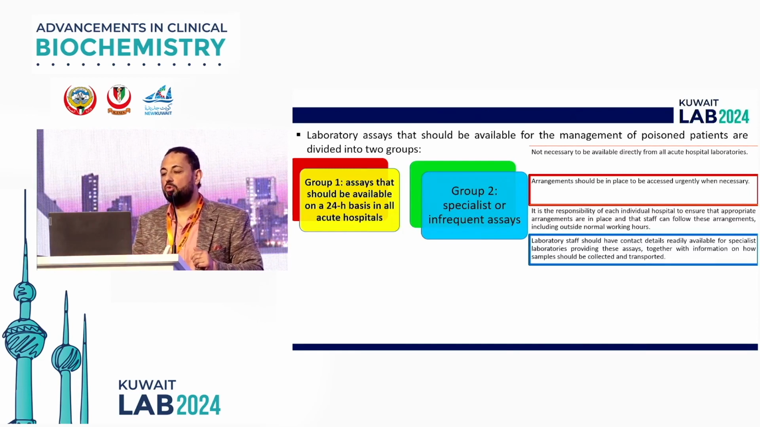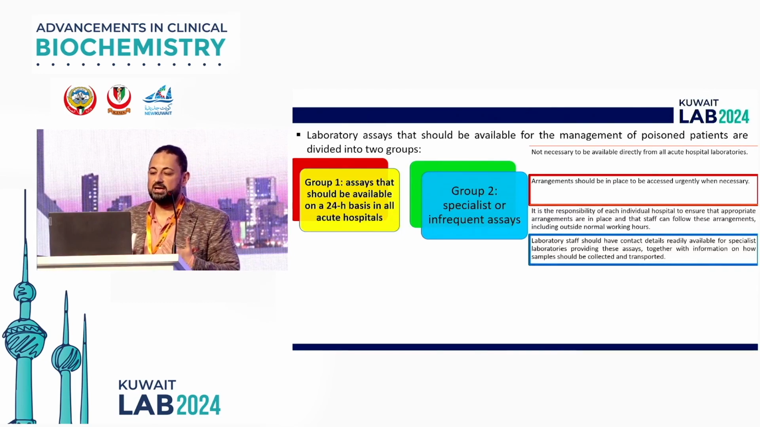And group 2 is called specialist or infrequent assays. They are not necessarily available directly, but arrangements should be in place to access them urgently. It is the responsibility of each individual hospital to ensure that appropriate arrangements are in place, and that staff can follow them, including outside normal working hours. Laboratory staff should have contact details readily available for specialist laboratories providing these assays, together with information on how samples should be collected and transported.